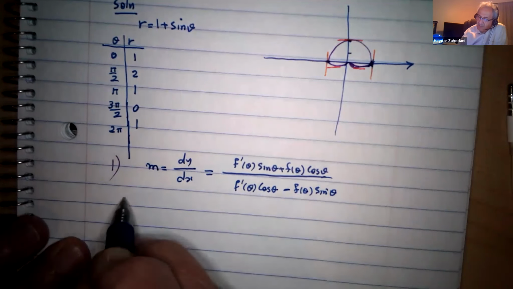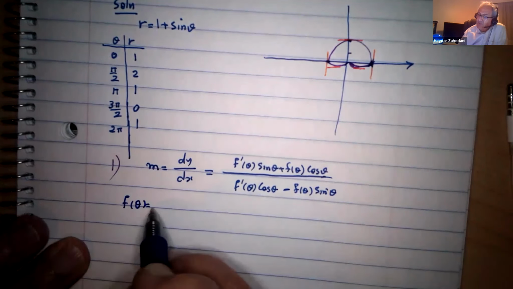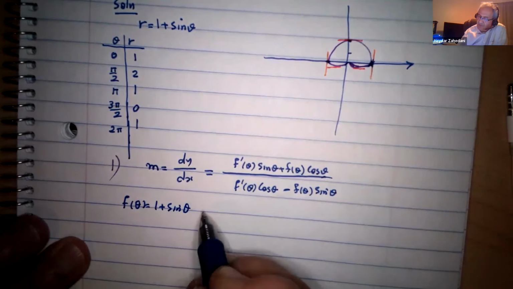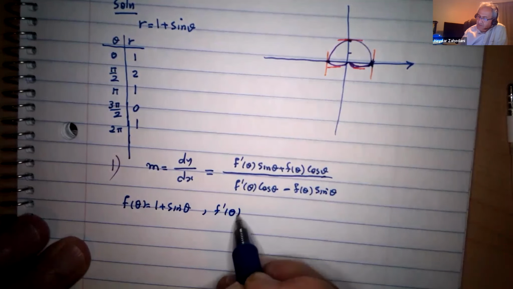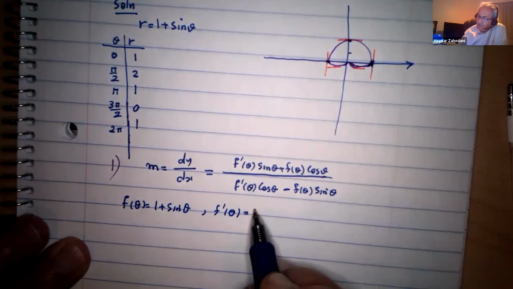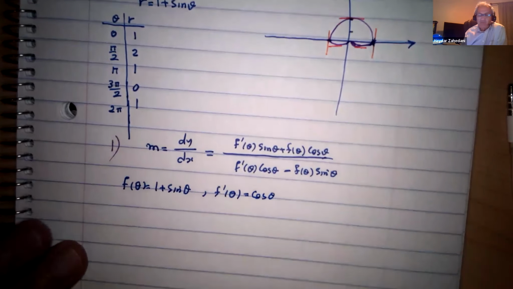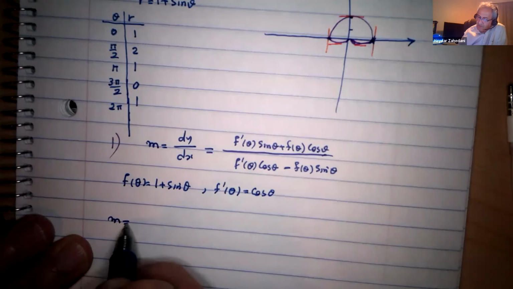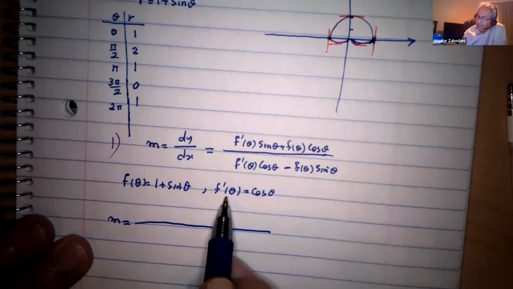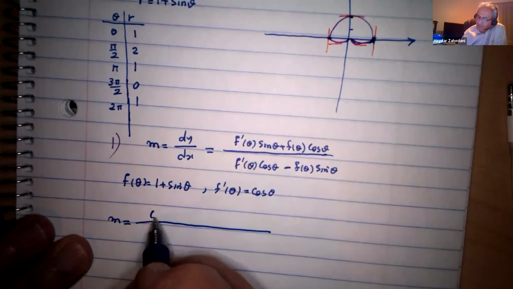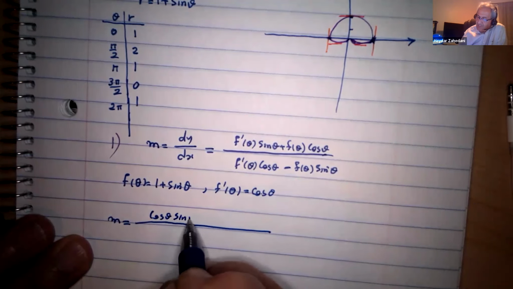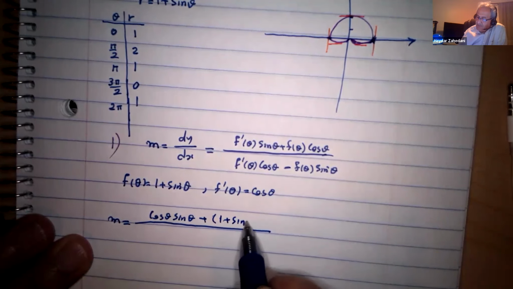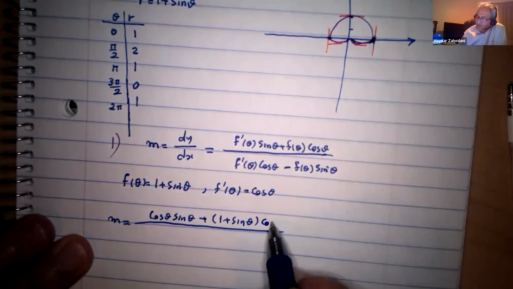Okay, so your function is 1 plus sine of theta. So you differentiate it, f prime. So f prime would be, the derivative of 1 is 0, so you get cosine of theta. So go back and substitute over there. So this slope is going to be equal to f prime, which is cosine of theta, times sine of theta, plus f of theta, which is 1 plus sine of theta, times cosine of theta.